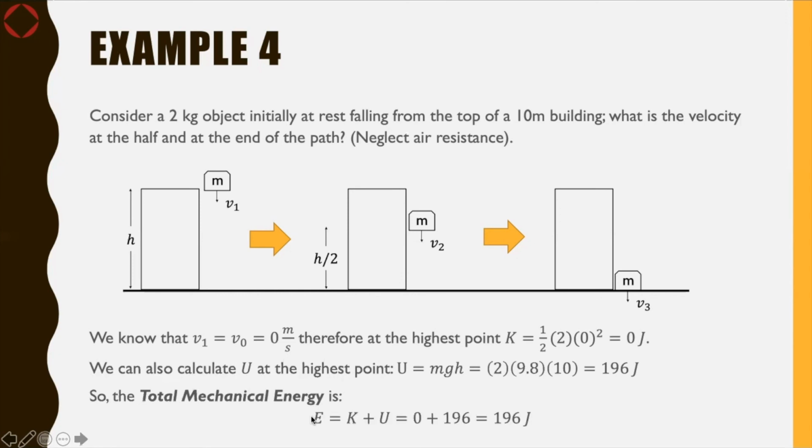So the total mechanical energy would be E equals K plus U. K being 0, U being 196. And this is all the energy available that we have, 196 joules.